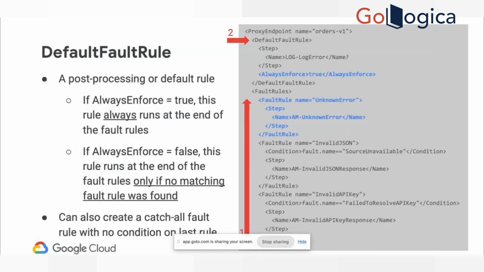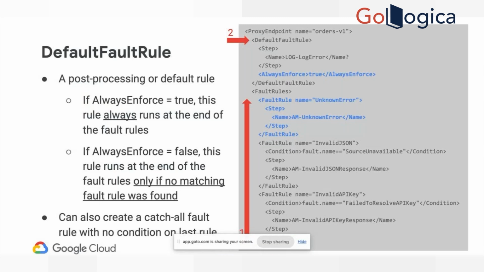Now in APG there is a section called default fault rule. If none of the fault rules are executing, if none of the fault rules match, then you can define a default fault rule. So the default fault rule is executed when none of the fault rules are matching.